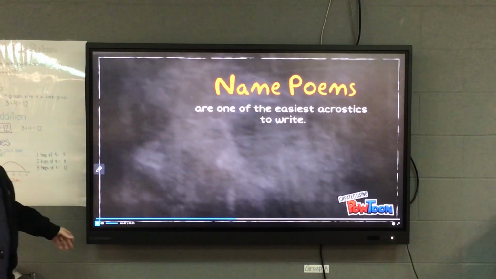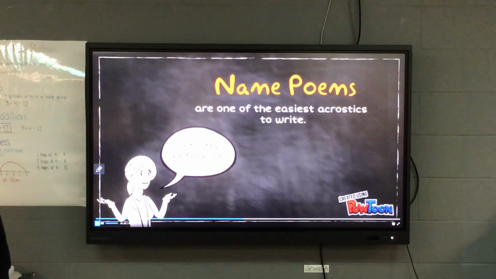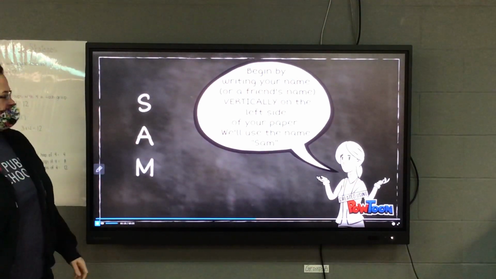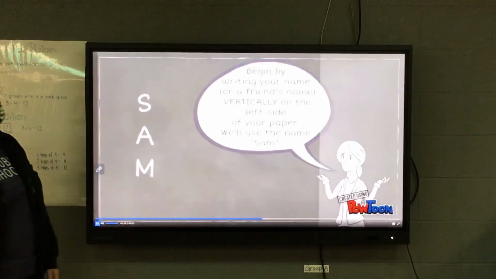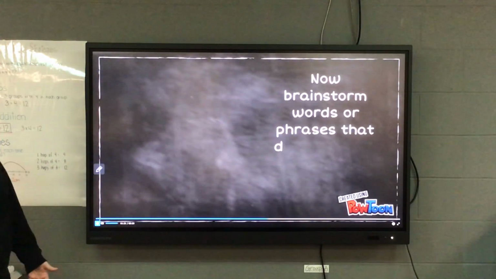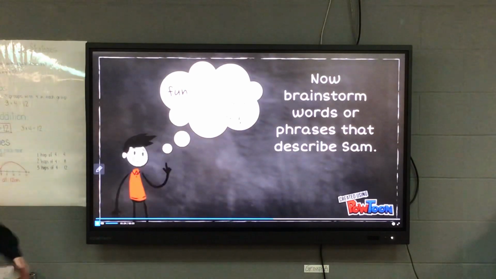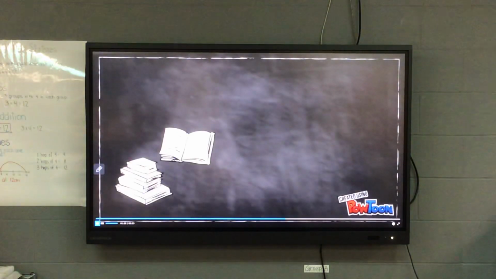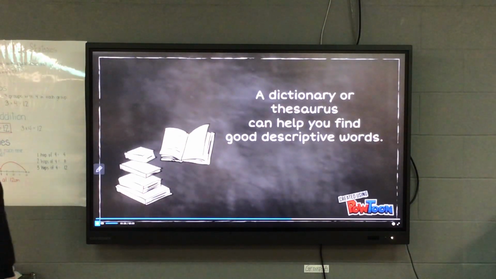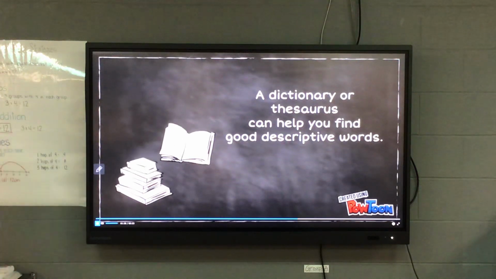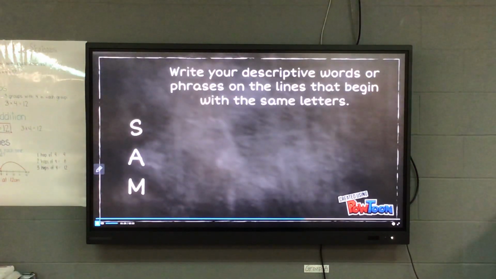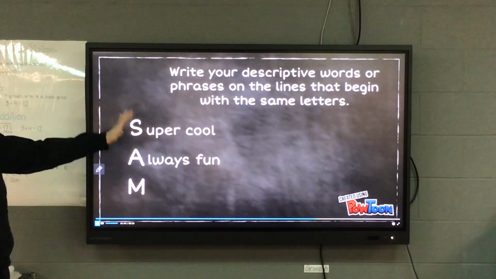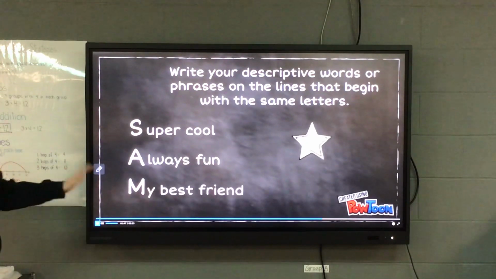All right, so name poems are one of the easiest acrostics to write. Begin by writing your name or a friend's name vertically on the left side of your paper. We'll use the name Sam. Now, brainstorm words or phrases that describe Sam. So they're coming up with all those words that describe Sam or phrases. A dictionary or a thesaurus can help you find good descriptive words, because you want to use adjectives a lot of the time. Okay, so using those descriptive words. Sam, super cool, always fun, my best friend.